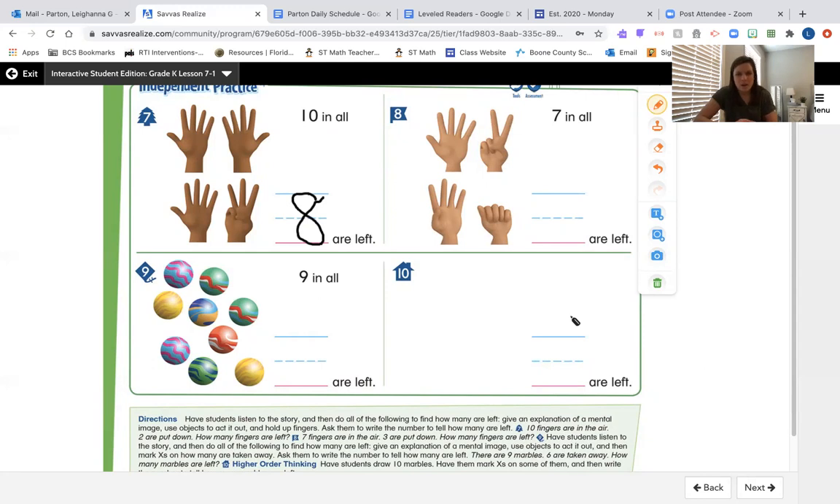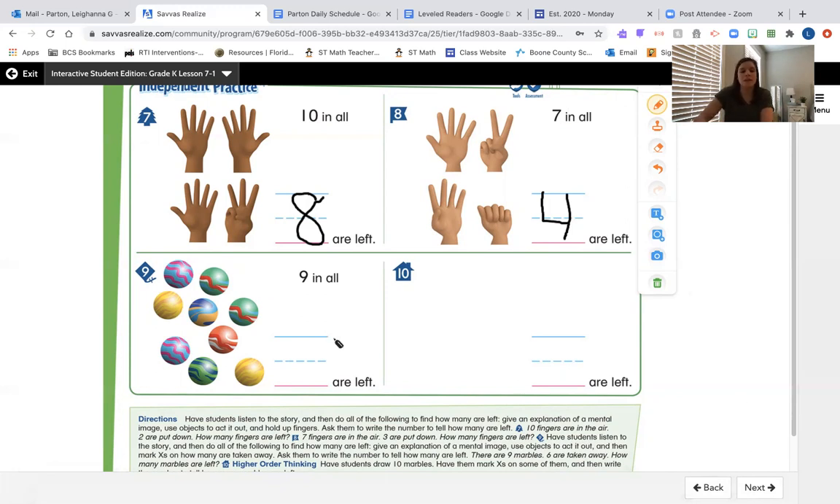Very good. All right, let's take a look at number 8, the next problem with fingers. It tells us 7 fingers are in the air. So let's start by putting 7 fingers in the air. Okay. 3 are put down. So how many fingers do we need to put down? 1, 2, 3. So now our fingers match the bottom picture right here. Okay. So if we put 3 fingers down, how many are left over? 1, 2, 3, 4. We can also count these. 1, 2, 3, 4. 4 are left. So this is just practicing and showing we know how to subtract and take away.